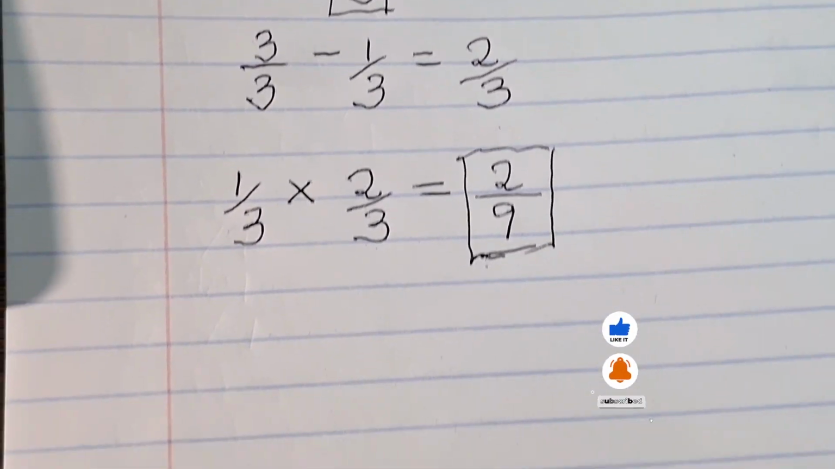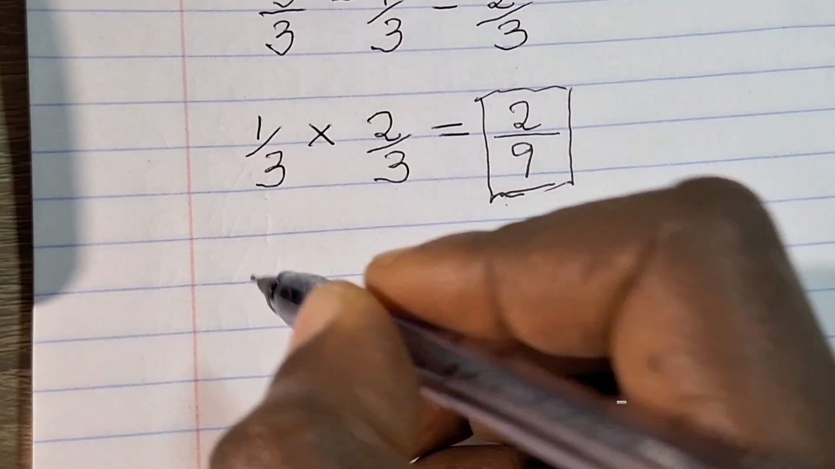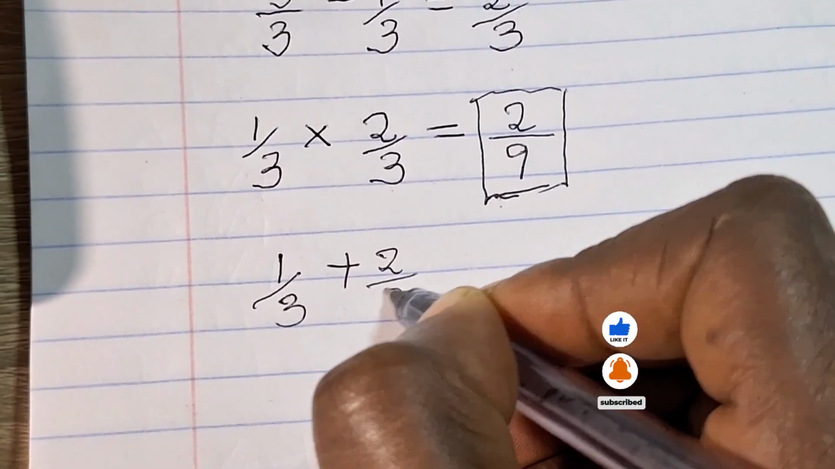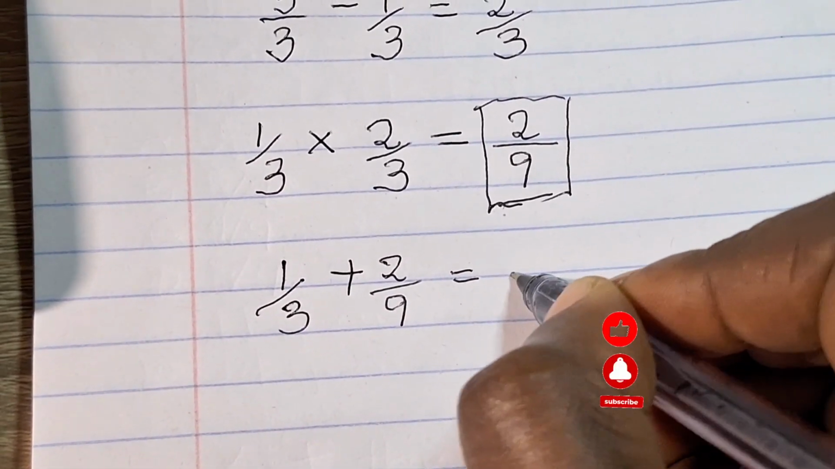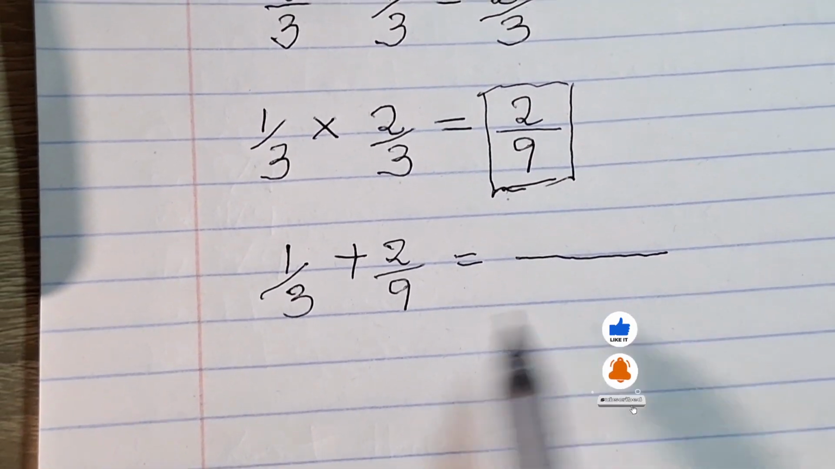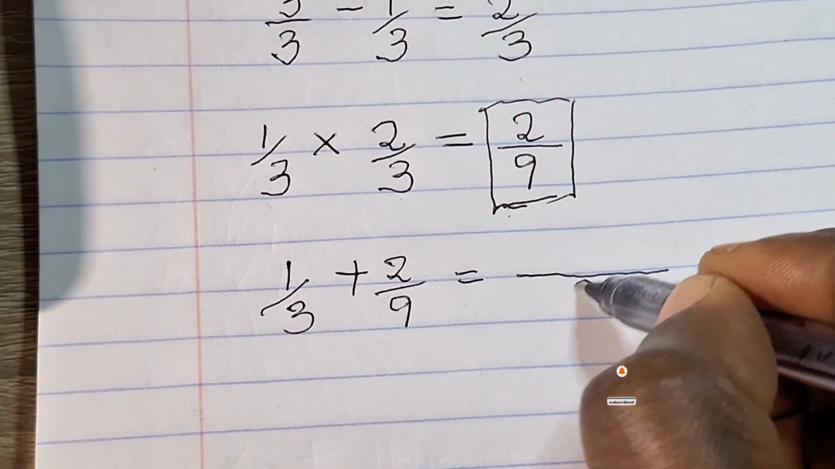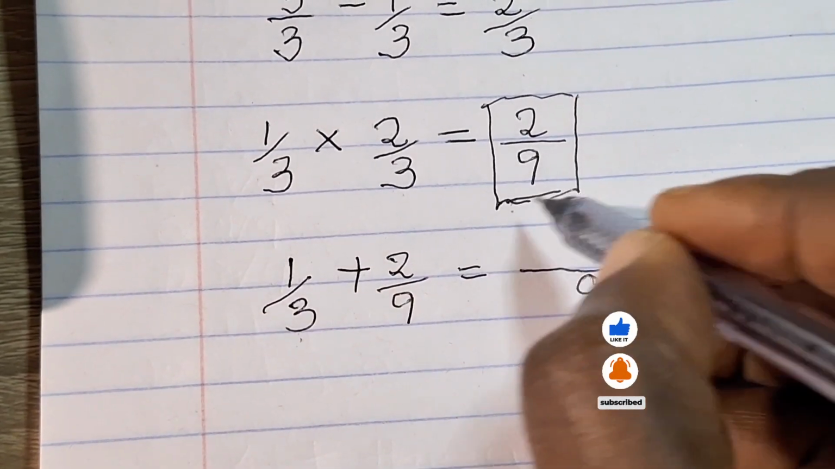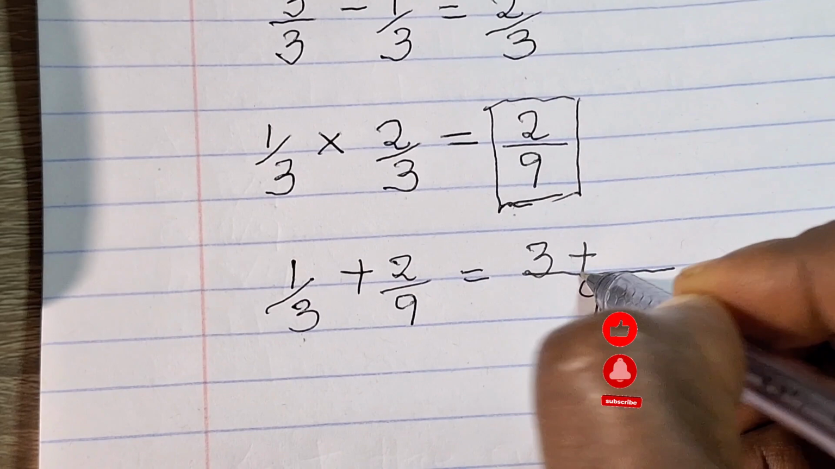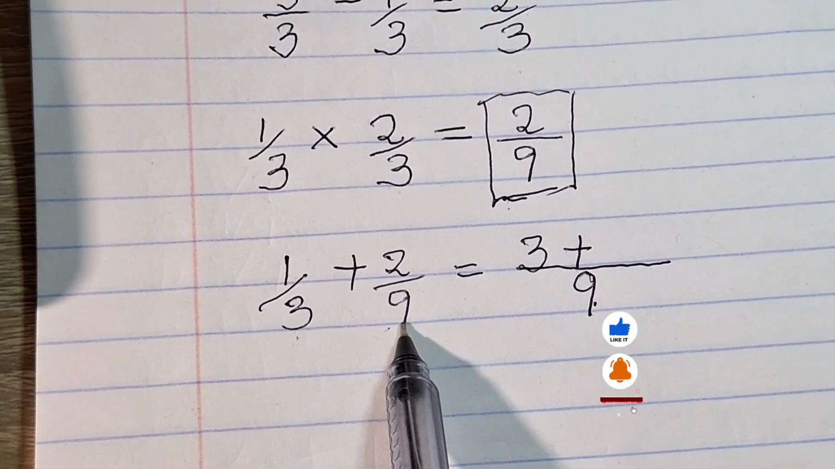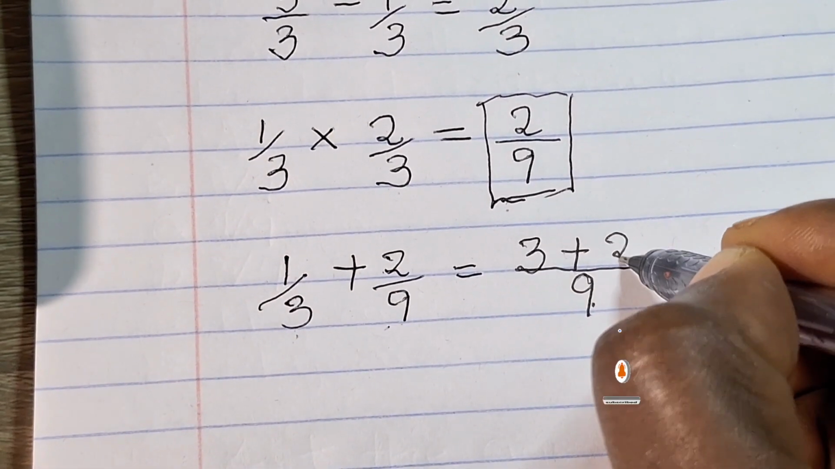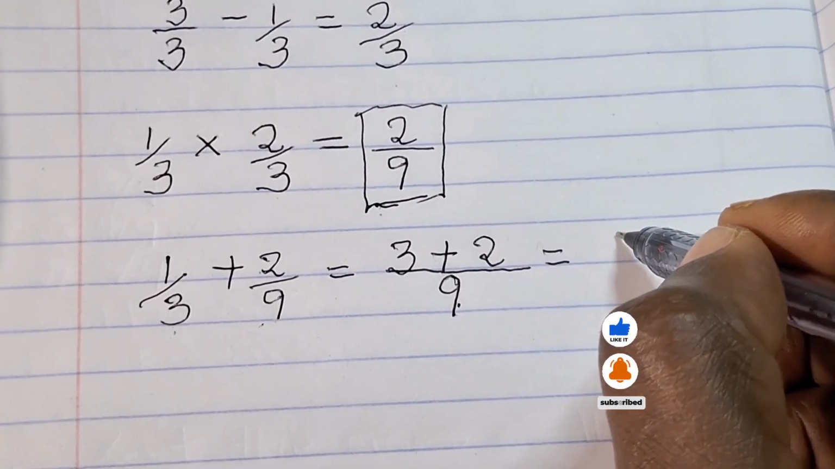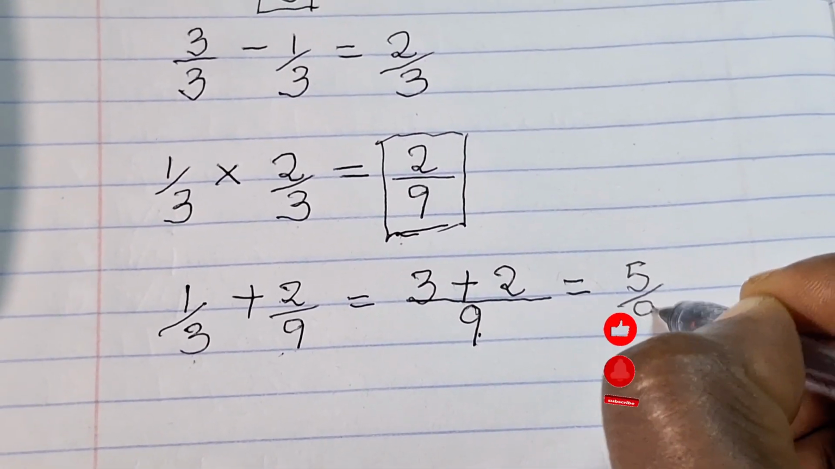Okay, so let's do that. 1 over 3 plus 2 over 9. They have different denominators, so I find the LCM. LCM of 3 and 9 is 9. 9 divided by 3 is 3. 3 times 1 is 3. Plus 9 divided by 9 is 1. 1 times 2 is 2. So the total fraction that he spent is 5 over 9.